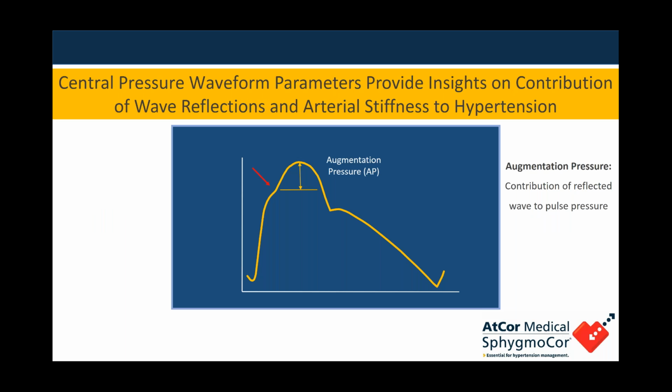So what is the augmentation pressure, as we see on this slide? Well, the augmentation pressure is actually the contribution of the reflected wave to the pulse pressure, and it is referred to, as we see on the slide, as the AP. So whatever is added to the incident or outgoing ventricular ejection wave from the reflected wave due to arterial stiffness is referred to as the augmentation pressure. And this is a very important clinical index.